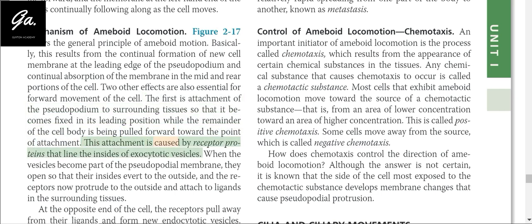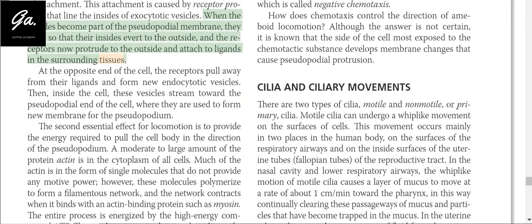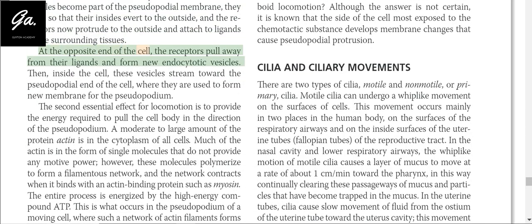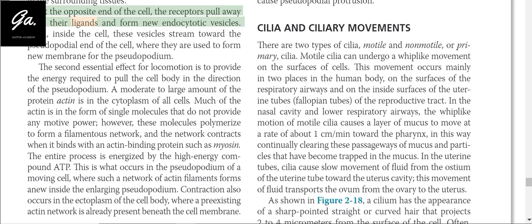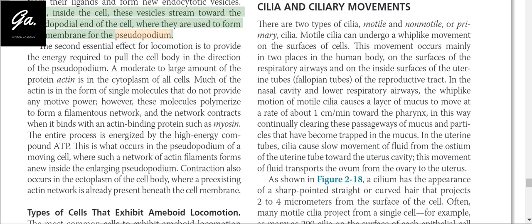This attachment is caused by receptor proteins that line the insides of exocytotic vesicles. When the vesicles become part of the cytopodial membrane, they open so that their insides avert to the outside, and the receptors now protrude to the outside and attach to ligands in the surrounding tissues. At the opposite end of the cell, the receptors pull away from their ligands and form new endocytotic vesicles. Then, inside the cell, these vesicles stream toward the cytopodial end of the cell, where they are used to form new membrane for the pseudopodium.